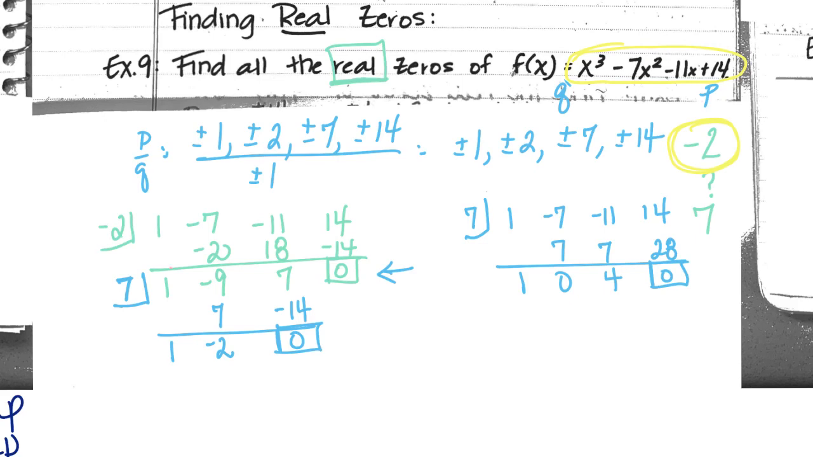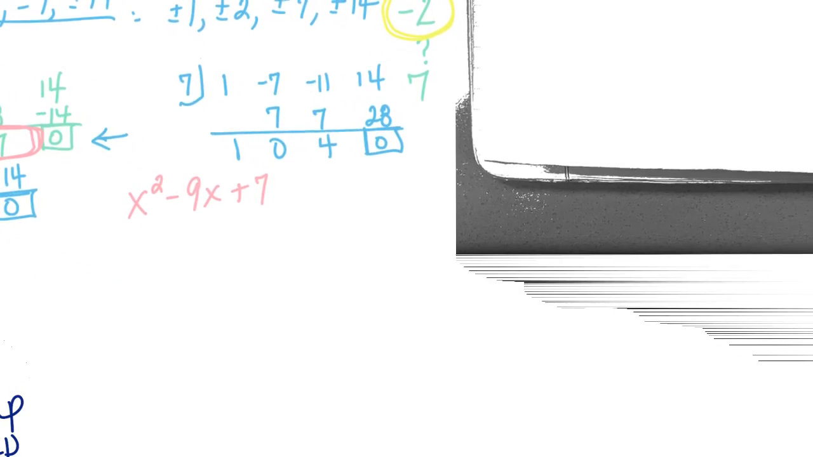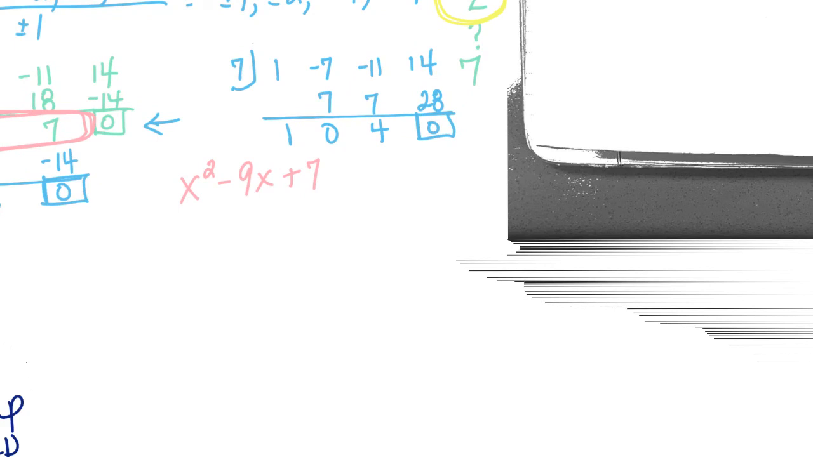But right here, I get the answer, what happens when I divide the factor of x plus 2 into this polynomial. So I can go ahead and use x squared minus 9x plus 7 as one of the factors. It is a factor, but I can go ahead and use that quadratic formula. You can complete the square, use the quadratic formula, but I prefer the quadratic formula.